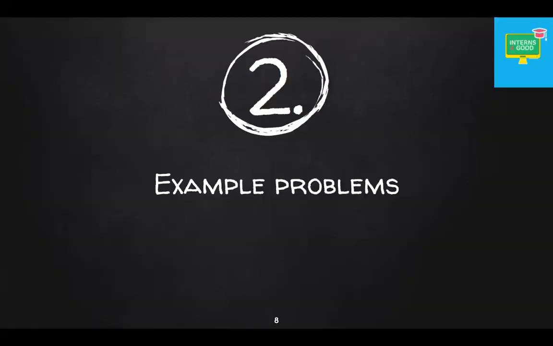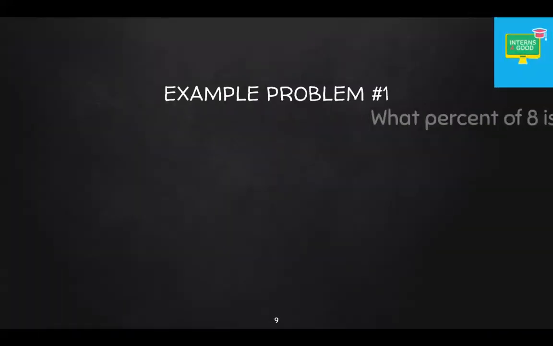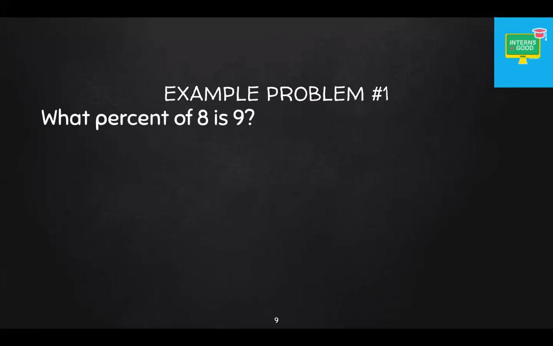Now let's do some example problems. For the first problem, we will be doing it in 2 ways, and you can see which way is easier for you. Here's the problem. What percent of 8 is 9? Now, remember in the beginning of the video when we were looking at some math lingo, and we said that the word of means to multiply and the word is means equal? I want you to keep this in mind when we do this problem.